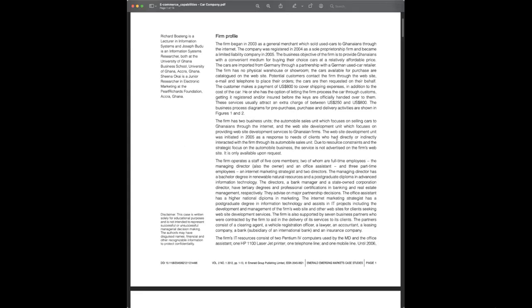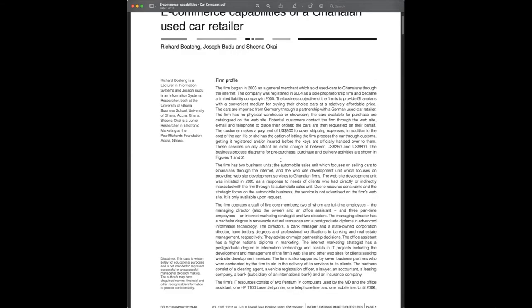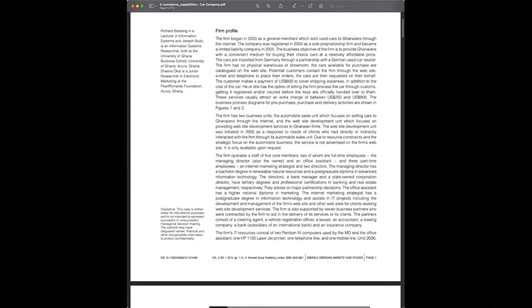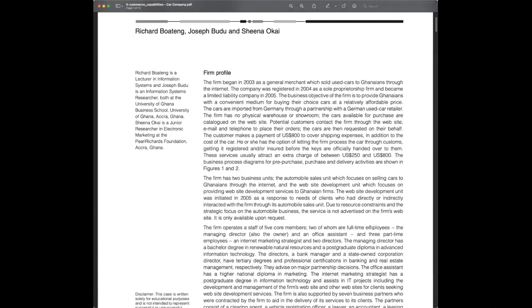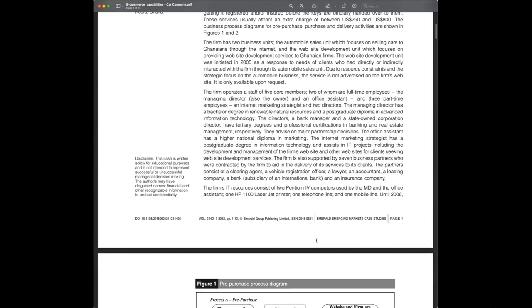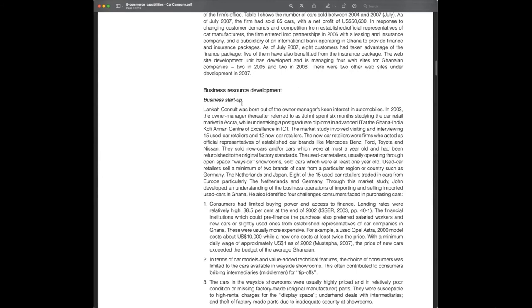So this is about the e-commerce capabilities of a Ghanaian used car retailer. Look at the firm profile. All of this here is about the firm profile: how the firm began and what the firm does. Then after that, it goes on to talk about business startup. How the firm began is right here: how the firm was formulated and how they got into this type of business of selling cars.